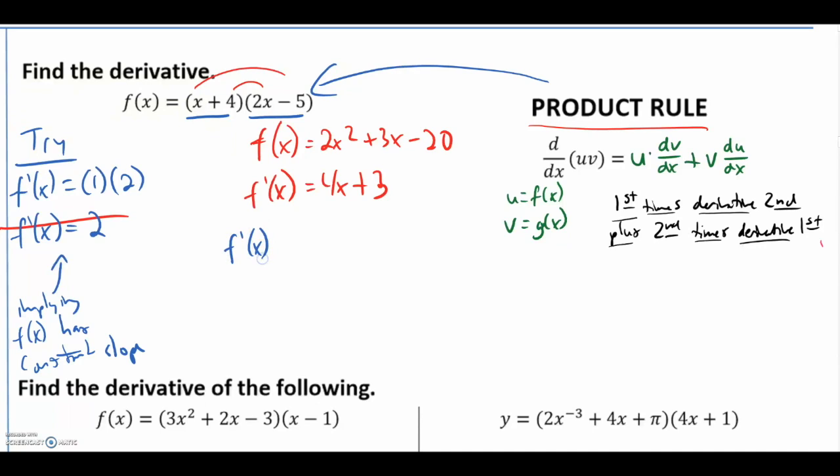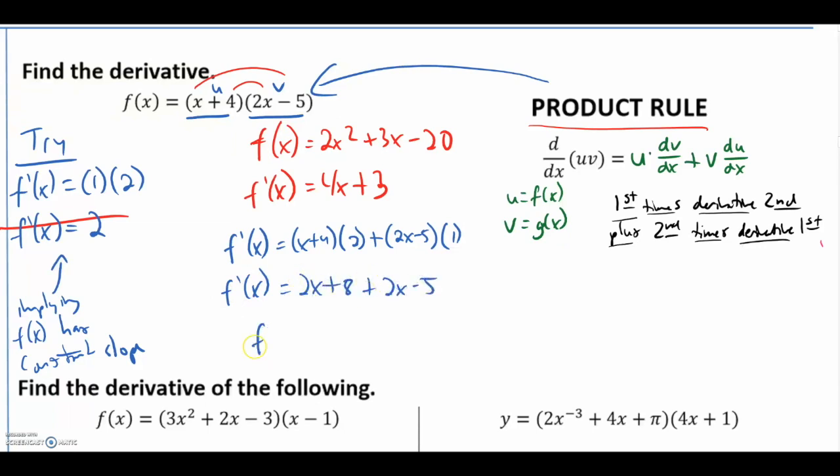Product rule would state that f prime of x is the first, so x plus 4, times the derivative of the second, which would be 2, plus the second, the 2x minus 5 function, times the derivative of the first function, which would be a 1. That was our u function. That was our v function. Multiplying this back out, we would get 2x plus 8 plus 2x minus 5, which gets us to the same derivative that we knew to be the correct answer, this 4x plus 3.